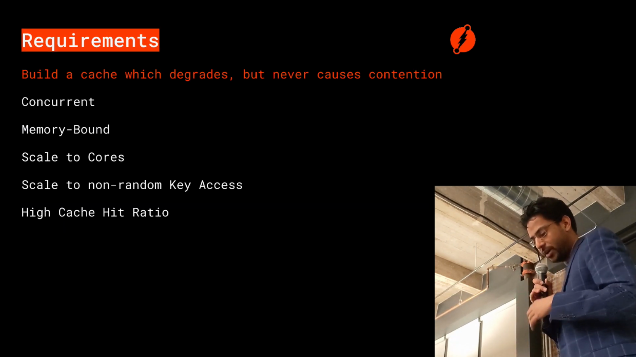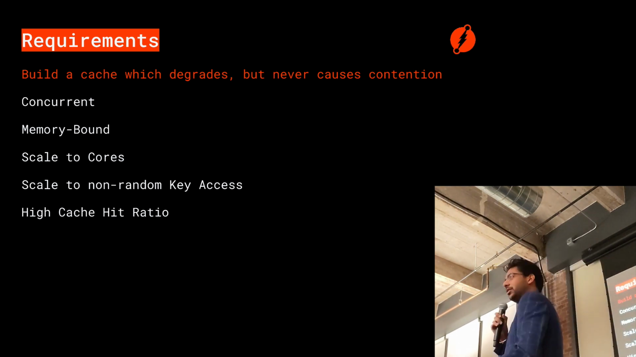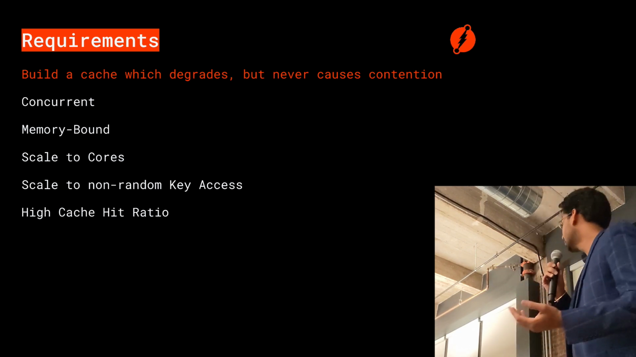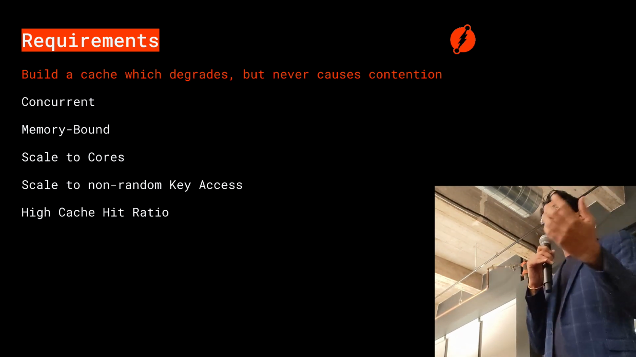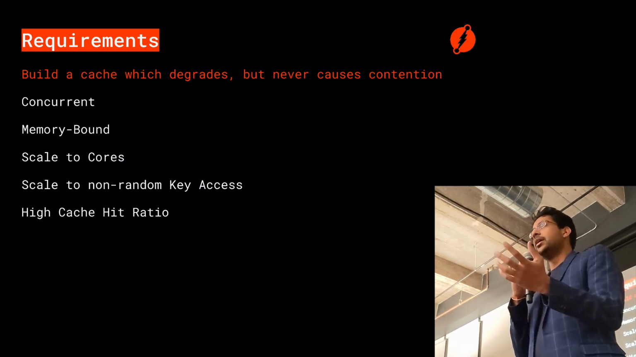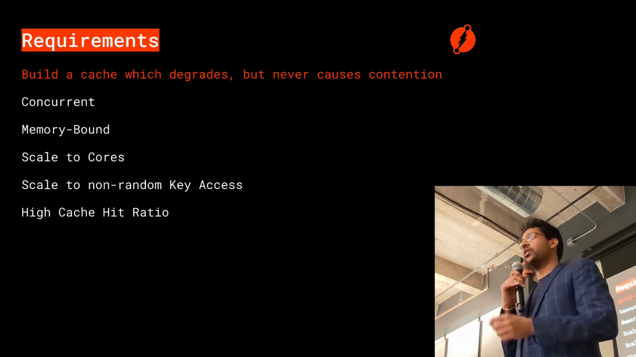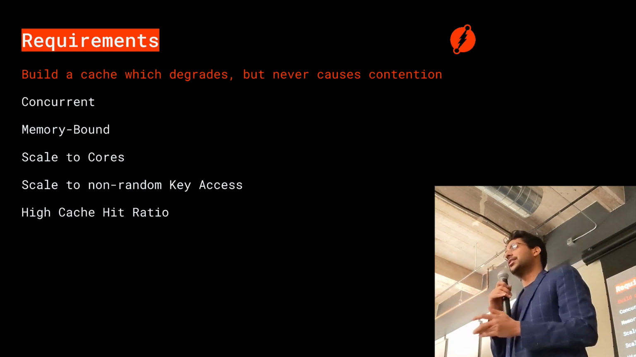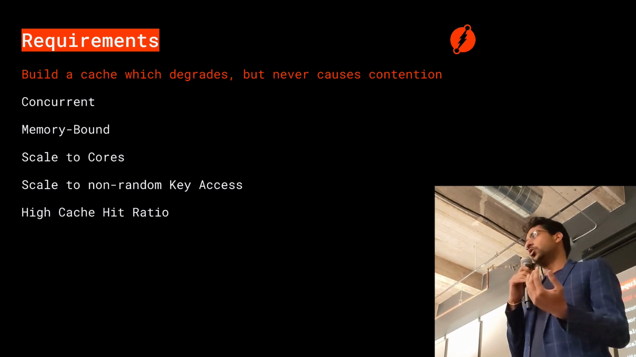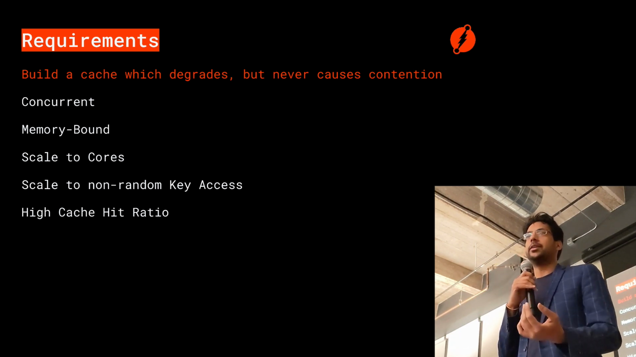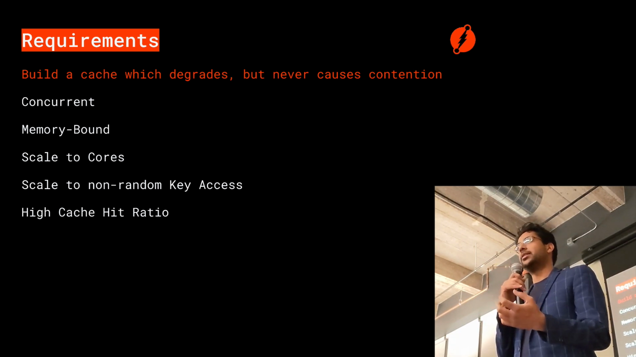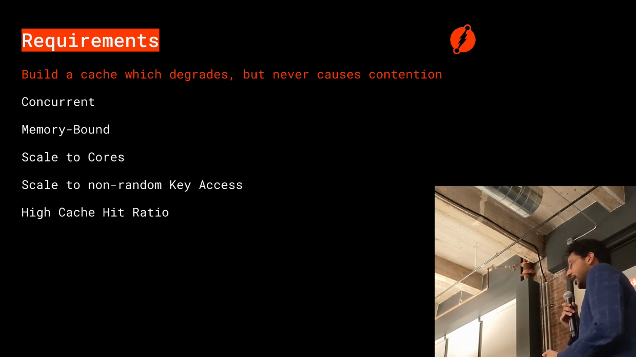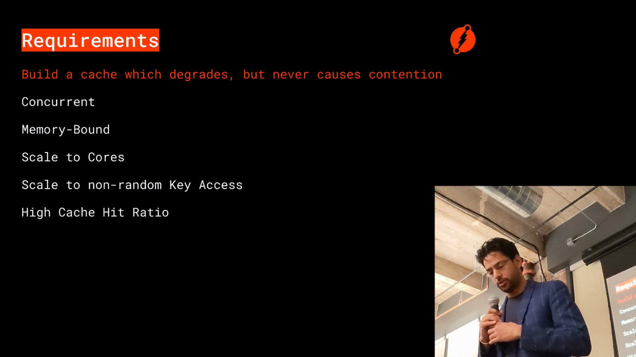So let's put together the requirements for this Go cache, right? It must be concurrent, of course, right? It's Go. It must be memory bound because, hey, we don't have infinite memory. It must scale to the number of cores and Go routines as they're growing, because Go is a language that lets you just spin out a Go routine by just putting a go in front of it, right? So people do that. And it should also scale to non-random key accesses. Now, in a database, typically you would have a Zipfian key access pattern, which means that some keys would be accessed exponentially more times than other keys, right? So it should scale to that. And it should also have a high cache hit ratio.